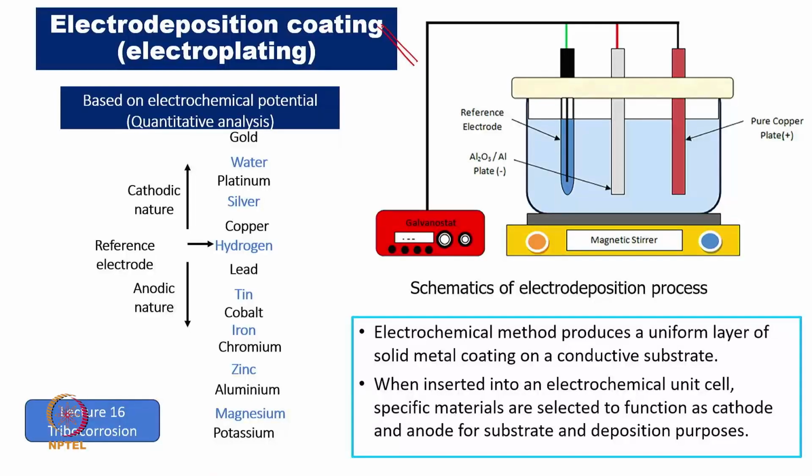Electroplating, as I mentioned, has been utilized for years, and what we do in this case, basically, is use a table and figure out which has an anodic nature and which has a cathodic nature.